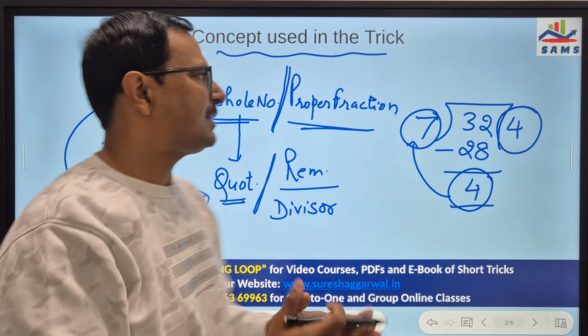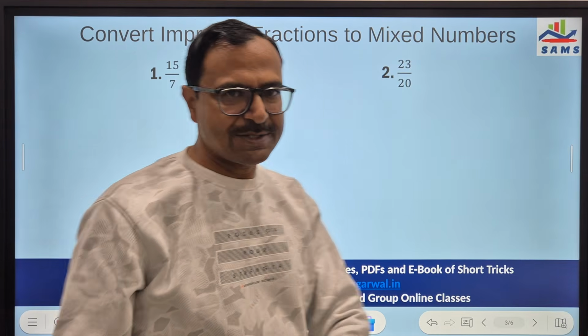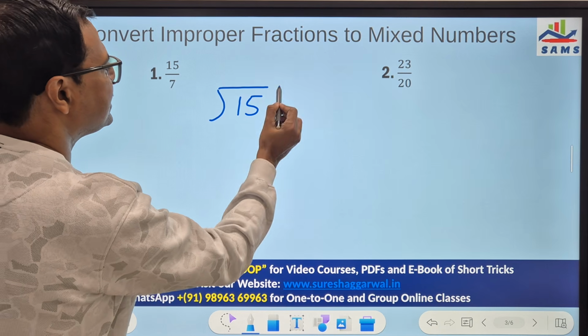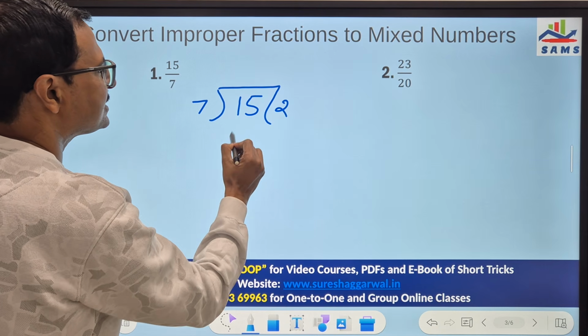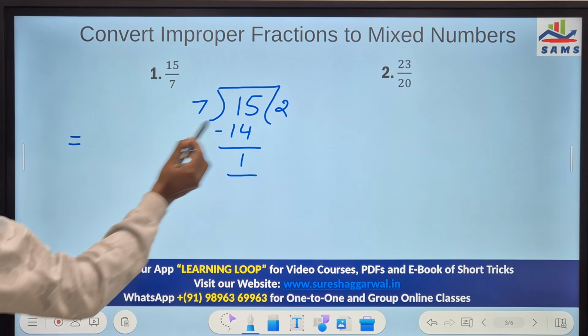So that is the concept involved in the trick. So let's see some questions now. Here we have 15 by 7. So I'll quickly divide 15 by 7 for you. 7 2 times is 14. Subtract, you get 1. So what is the mixed number format?